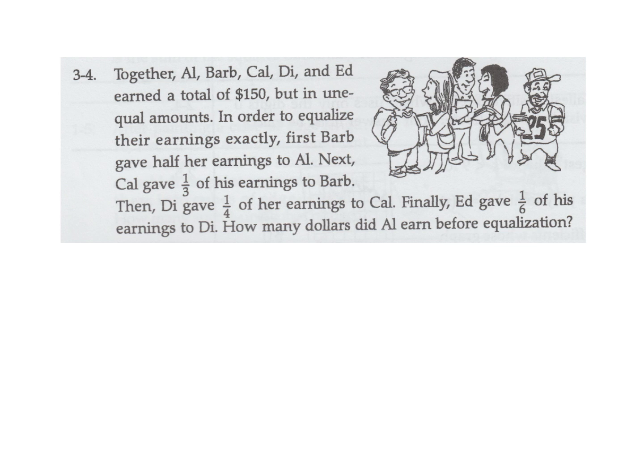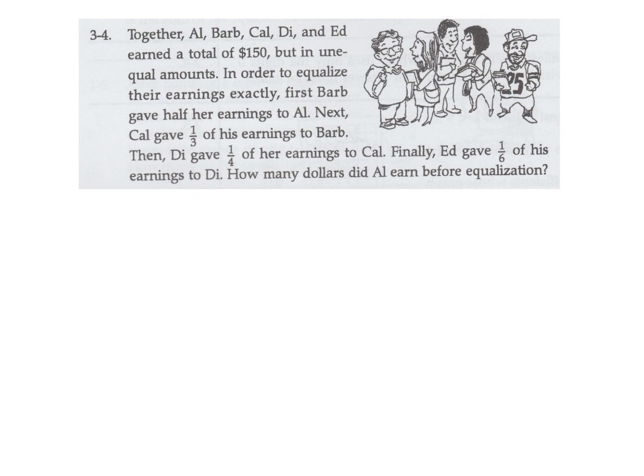Okay, so let's see here. We'll just call them A, B, C, D, and E. And initially, their total is 150. And when they're equalized, they would have 150 divided by 5 each, which would be 30. So 30 is, I guess, the end goal? Yeah, because initially it was unequal, and then later we equalized it.